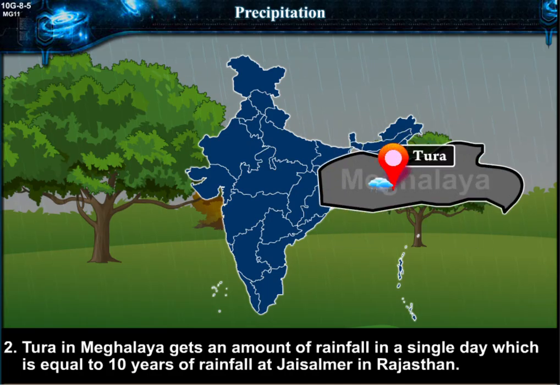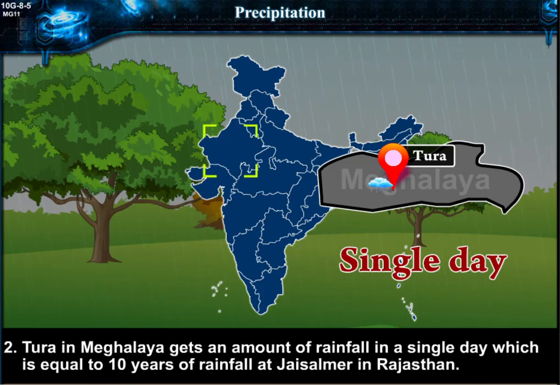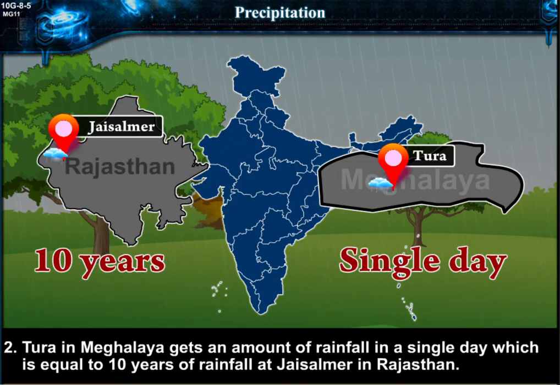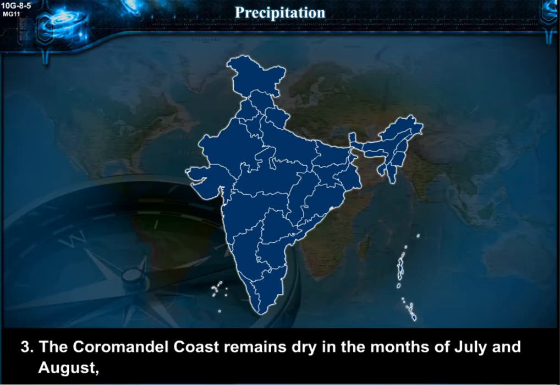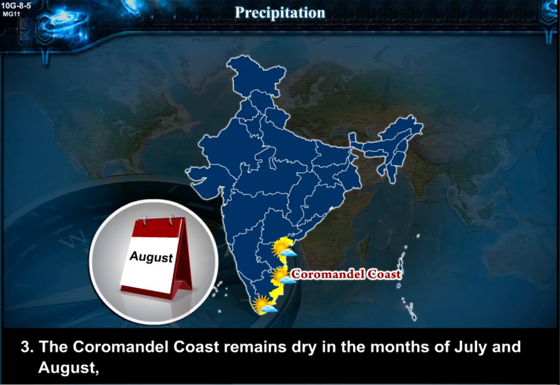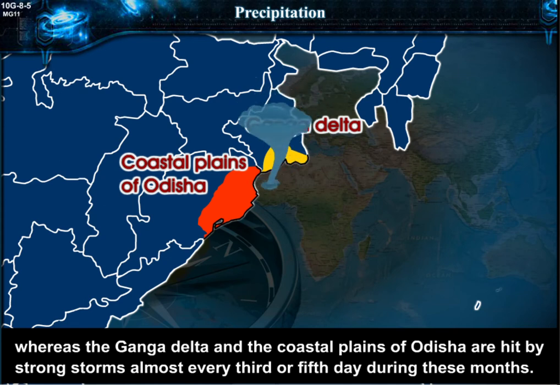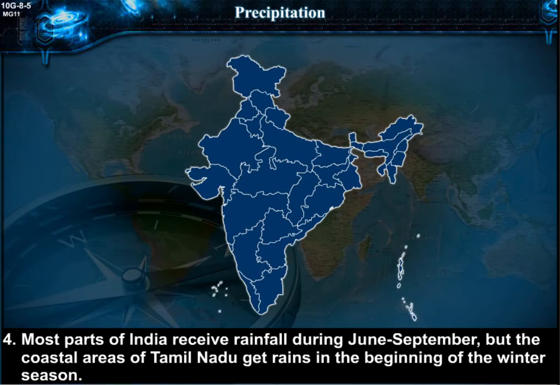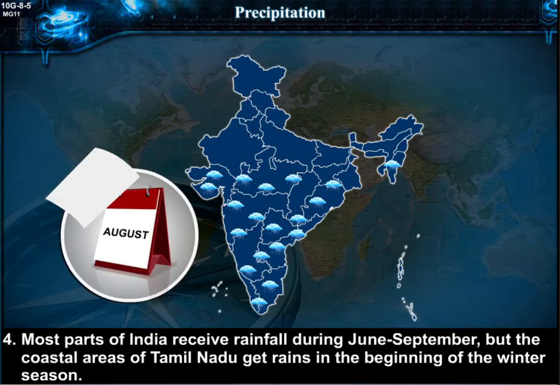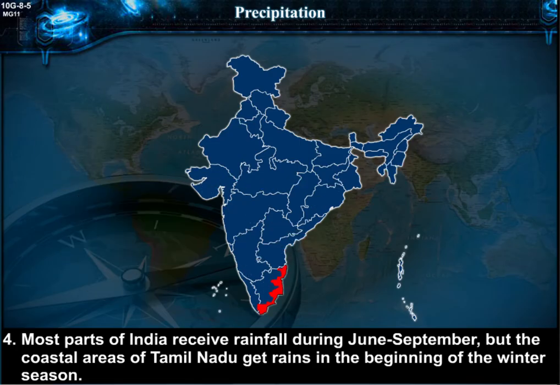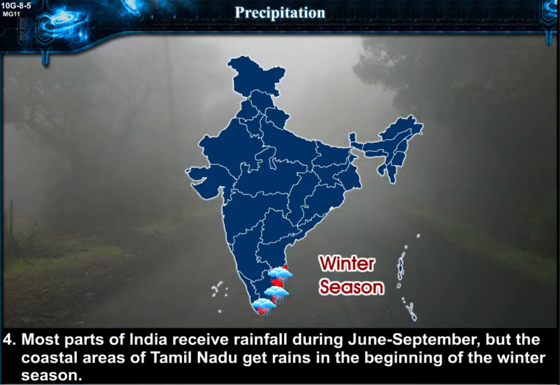2. Tura in Meghalaya gets an amount of rainfall in a single day which is equal to 10 years of rainfall at Jaisalmer in Rajasthan. 3. The Coromandel coast remains dry in the months of July and August, whereas the Ganga Delta and the coastal plains of Odisha are hit by strong storms almost every third or fifth day during these months. 4. Most parts of India receive rainfall during June to September, but the coastal areas of Tamil Nadu get rains in the beginning of the winter season.